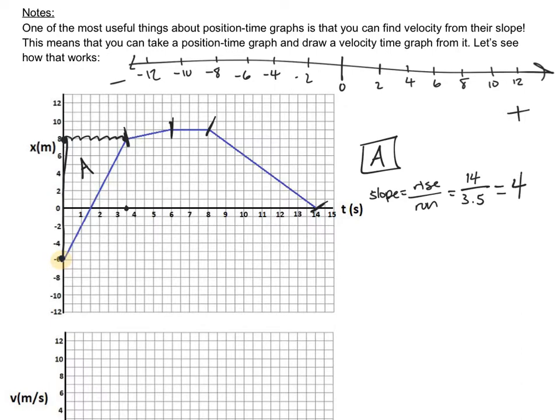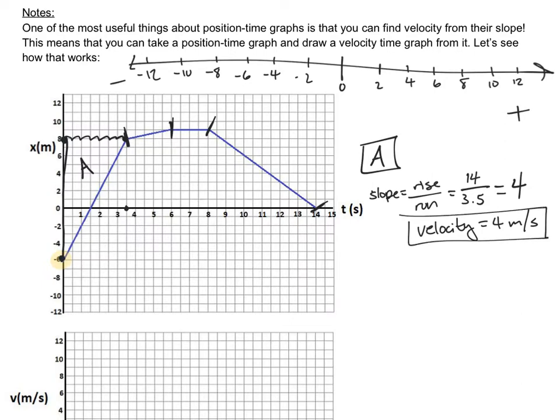14 divided by 3.5 is 4. So for that section right there, section A, my velocity, because velocity is equal to slope, is equal to 4 meters per second. And it's a positive 4 meters per second because that's a positive slope. It's going up and to the right. So my velocity for part A is 4 meters per second.